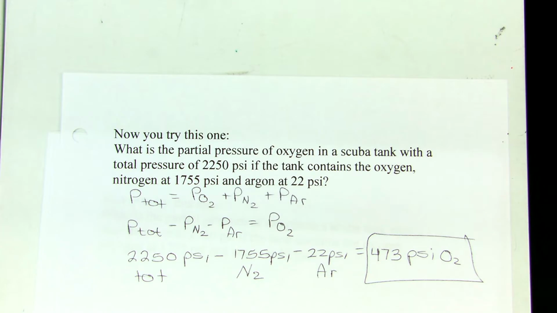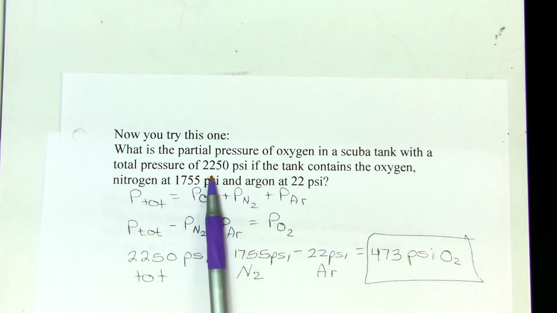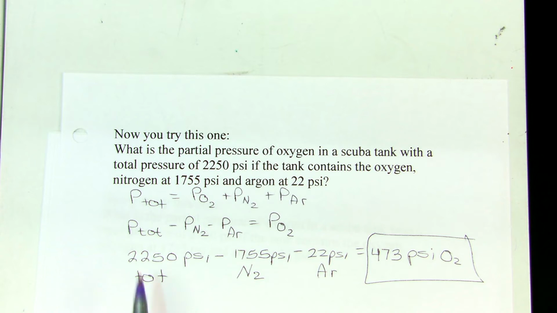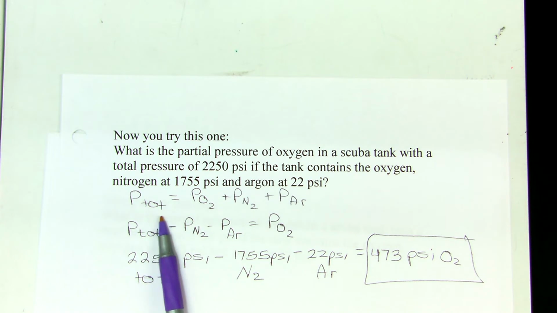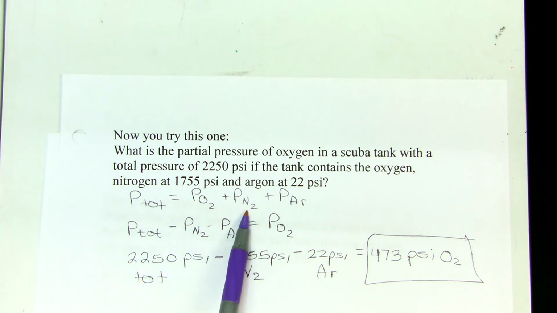Okay, so this one that I gave for you was a little harder than the one I did because you had to actually rearrange. So here, what's the partial pressure of oxygen in a scuba tank with a total pressure of 2250 psi if the tank contains the oxygen, nitrogen at 1755 psi, and argon at 22? Well, we know the total pressure is equal to the pressure of the oxygen plus the pressure of the nitrogen plus the pressure of the argon.